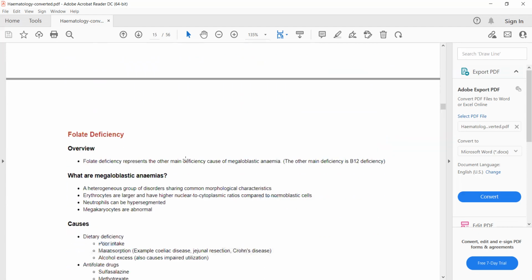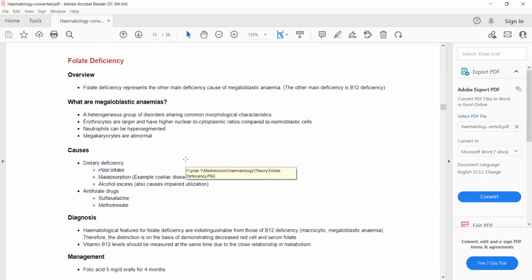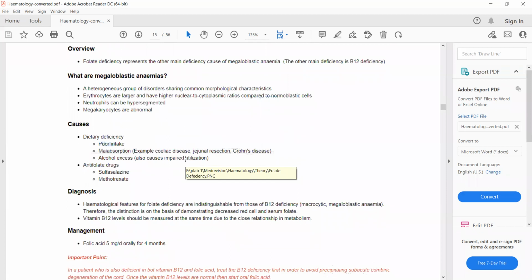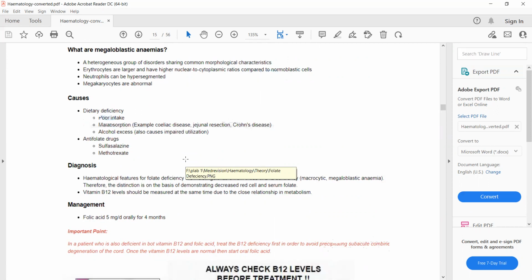The second cause of megaloblastic anemia is folate deficiency. The common cause of folate deficiency is dietary deficiency of folic acid. Folic acid is present in plant sources, so someone with a non-vegetarian diet will develop folic acid deficiency very easily. Someone with a history of malabsorption, celiac disease, or jejunal resection: folic acid is absorbed in the jejunum, so jejunal resection will result in folate deficiency.